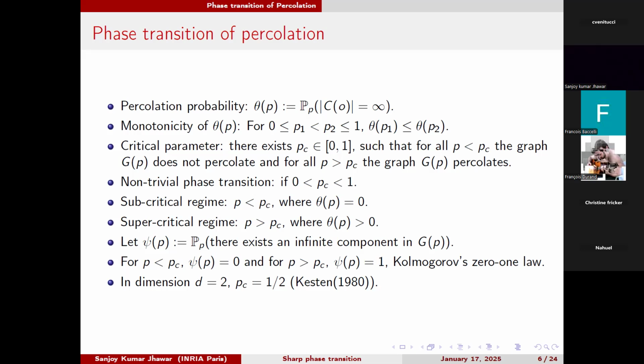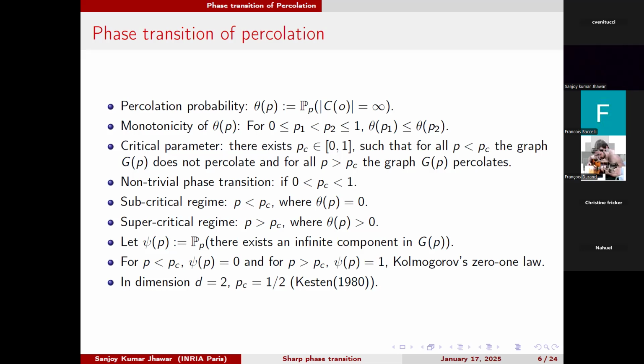That means the probability of having an infinite component is 0, but in the supercritical regime, that is, if p is greater than the critical value of the parameter, then the probability of having an infinite component at the origin is positive.